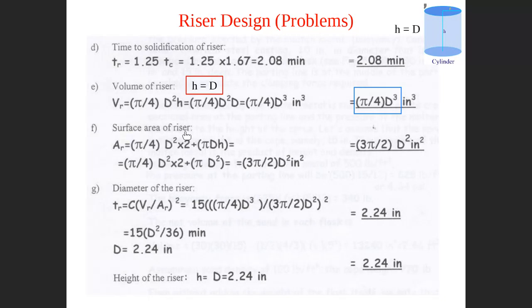And the surface area of the riser. For the surface area of the riser, we know that it is the upper surface, the lower surface, and here the perimeter surface.